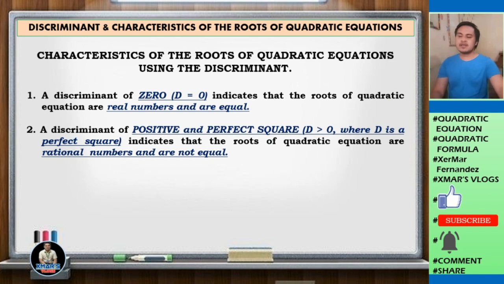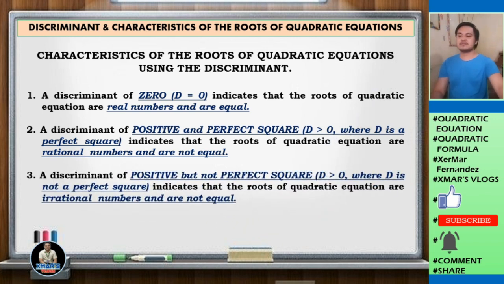Number 2, a discriminant that is positive and a perfect square, or d is greater than 0 where d is a perfect square, indicates that the roots of the quadratic equation are rational numbers and are not equal. Again, if d is greater than 0 and d is a perfect square, then the quadratic equation has rational and unequal roots.